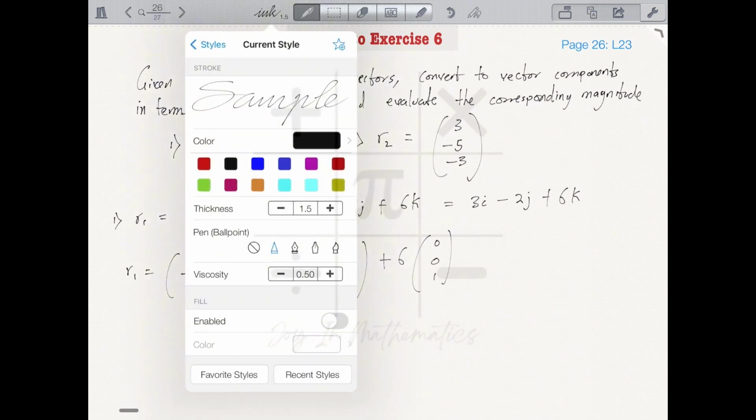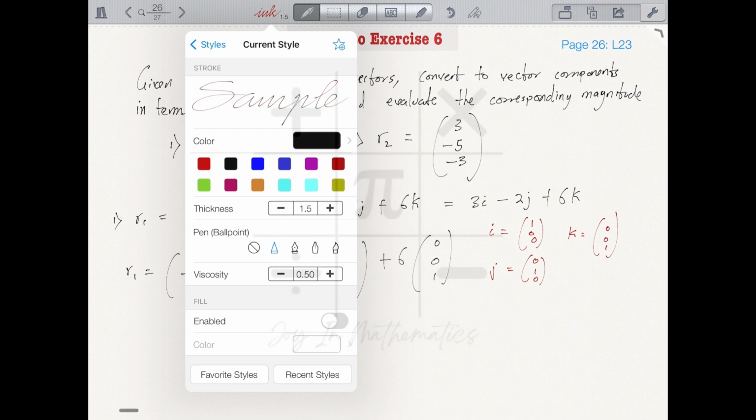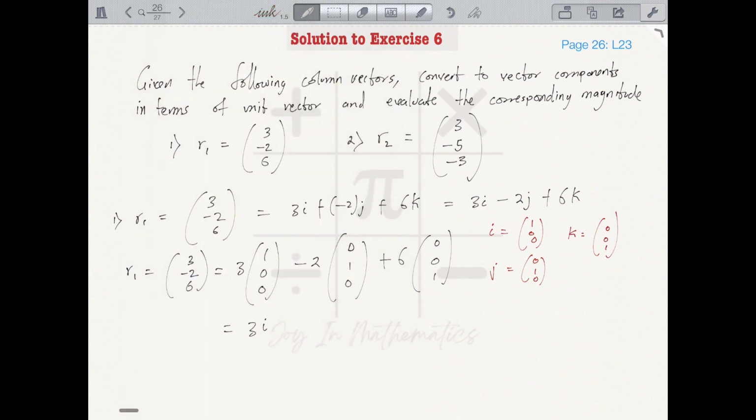So we are saying that i is equal to (1, 0, 0), j is equal to (0, 1, 0), and k is equal to (0, 0, 1). So with respect to that, we can evaluate this to give us 3i minus 2j plus 6k. That is r1, just as we have here.